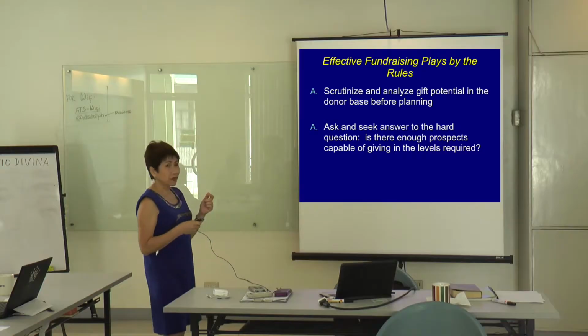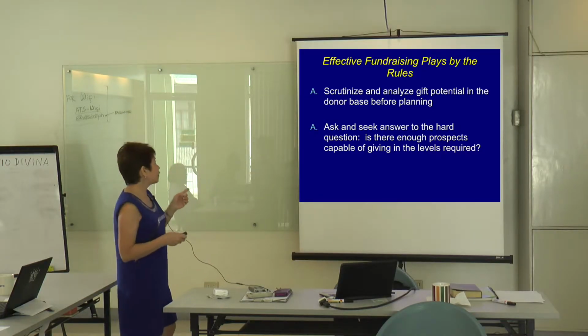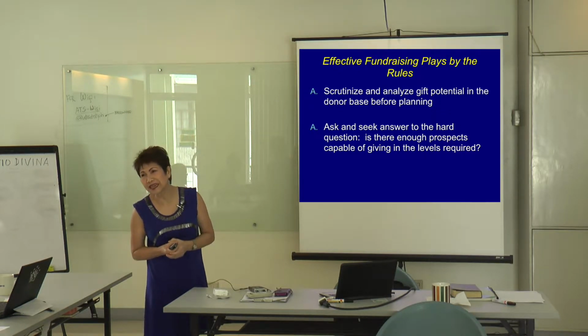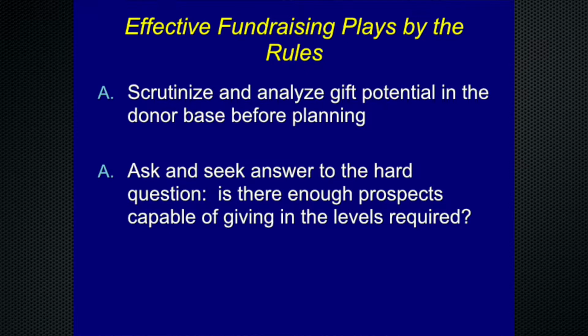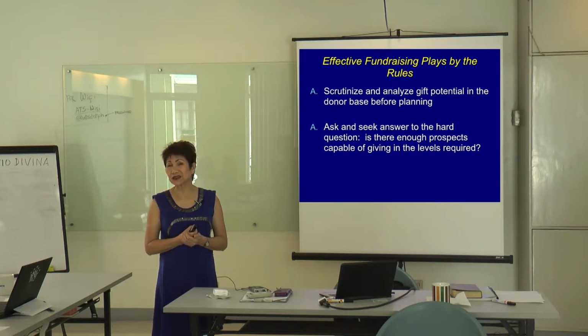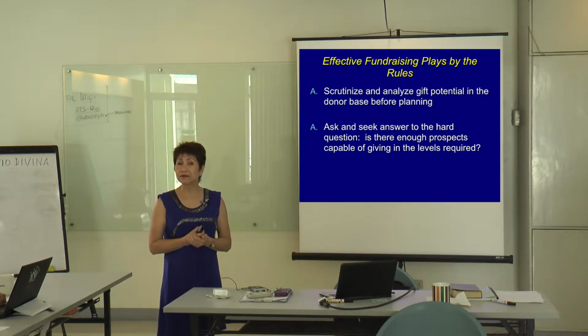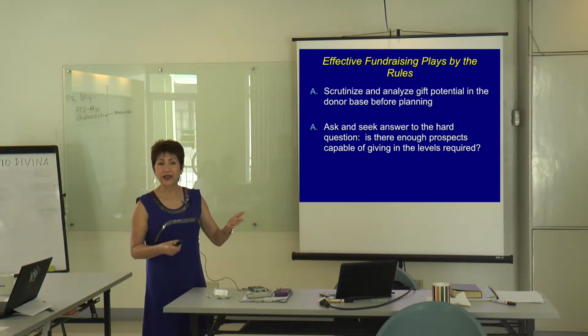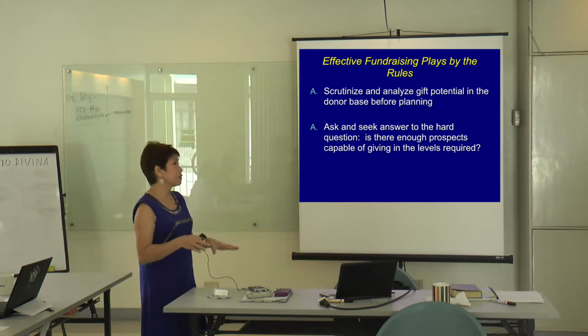Now, if we go to the next slide, this is what you need to do. You have to scrutinize and analyze the gift potential in your donor database. And then ask and seek answers to the hard question: are there enough prospects capable of giving in the levels required? So you really need to know your database. You need to know the people giving to your organization. You need to know how much they are capable of giving and whether you can still challenge them to give higher than what they are comfortable giving.